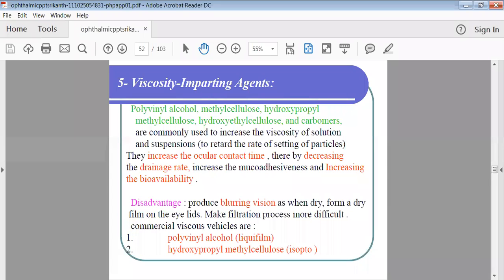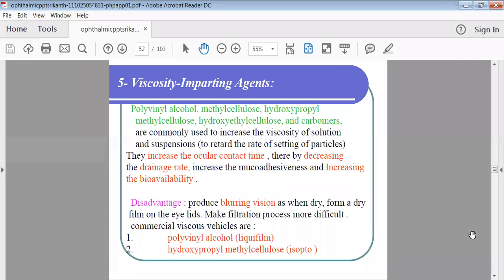And while preparing such a viscous eye drop, it is quite difficult to filter it through the various kinds of filters, because when you are filtering a viscous preparation, it takes too much time and is more difficult to filter compared to normal preparations. So these are the small disadvantages of viscous eye drops. Again, I would like to repeat it. Viscous eye drops can cause blurred vision, and they are quite difficult to filter. So these are the disadvantages.